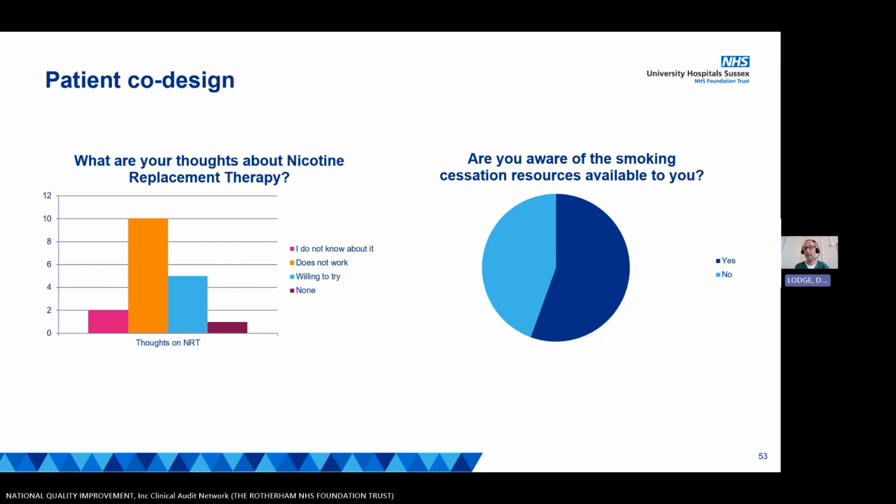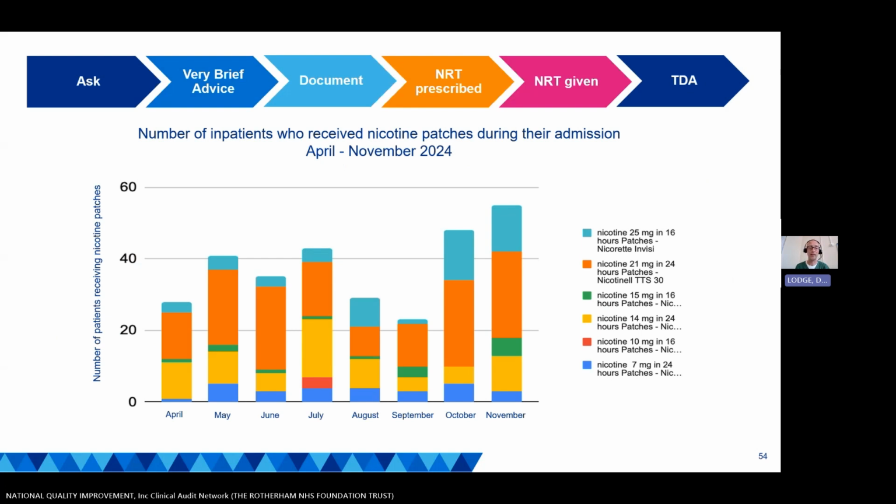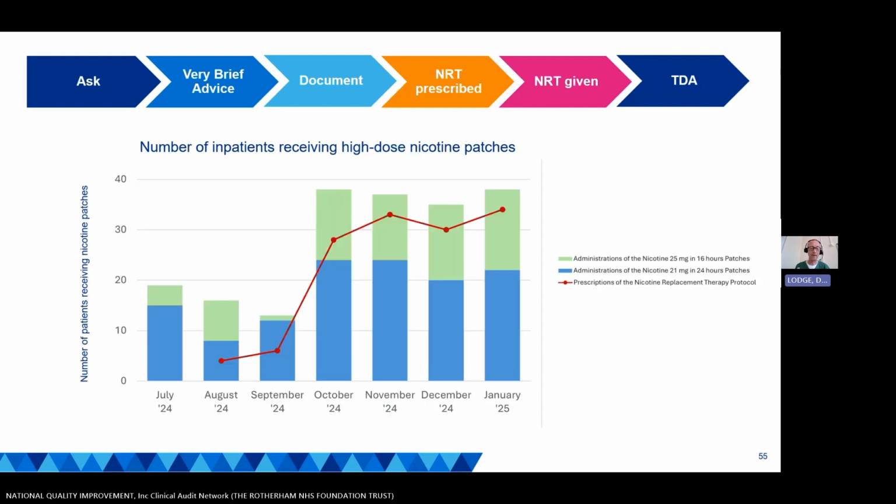Now, after all that, did we make a difference? Next slide, please. So yes, by the formal end of our project in November, we'd started to see a significant increase in the delivery of nicotine replacement therapy to inpatients. Next slide, please. And in particular, we've seen a significant increase in the delivery of high-dose nicotine patches, which we know are more likely to be effective at preventing withdrawal. And our project is now being used as a model for the Trust's smoke-free policy and has influenced the appointment of tobacco dependency advisors to all hospital sites in the Trust.